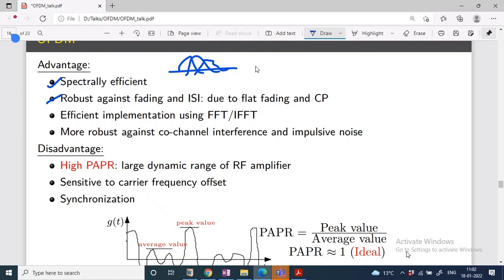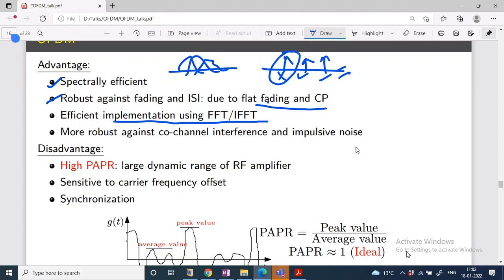Then it is robust against fading, meaning that you have multiple subcarriers. Suppose one is going into a deep fade, at that time the others may not be in deep fade, so they are robust. Only some carriers may go into deep fade at a particular time. Then flat fading and CP: each subcarrier experiences a flat fading channel. Efficient implementation using FFT and IFFT.